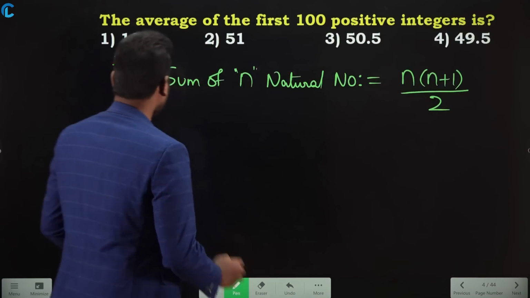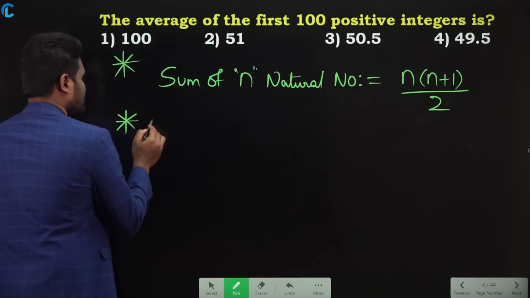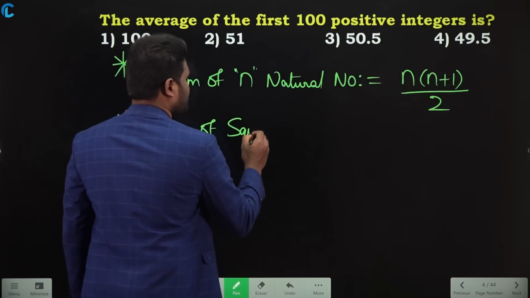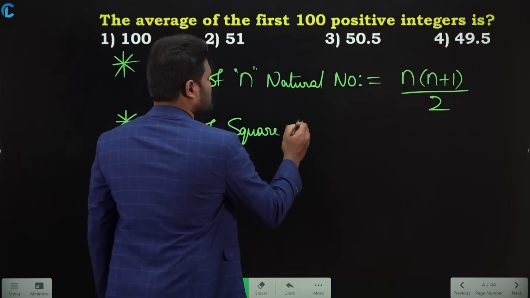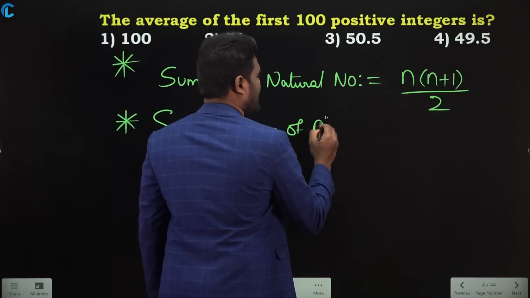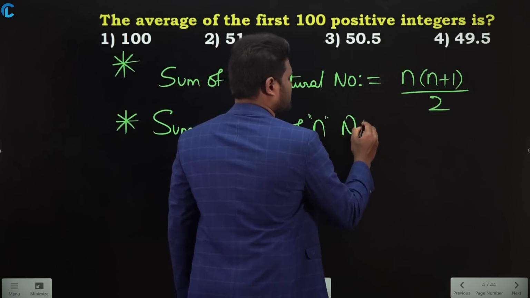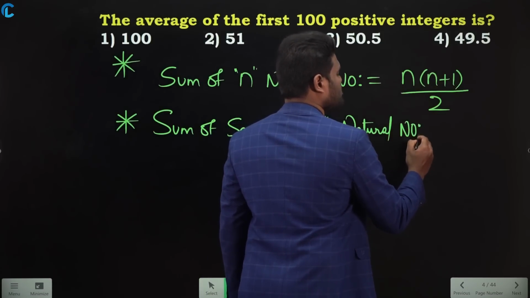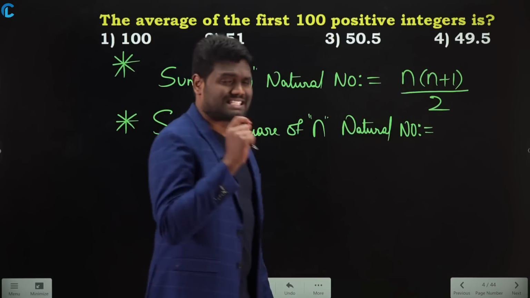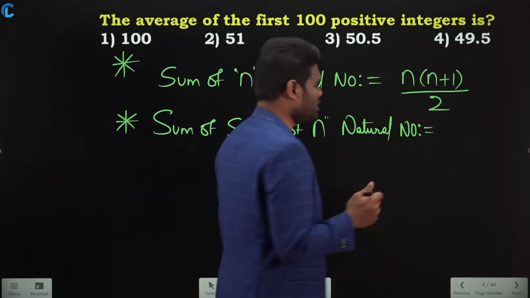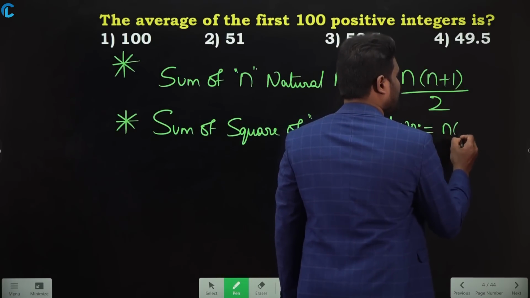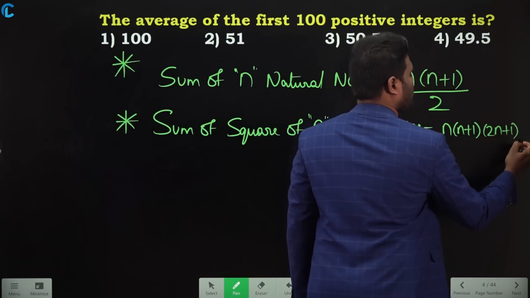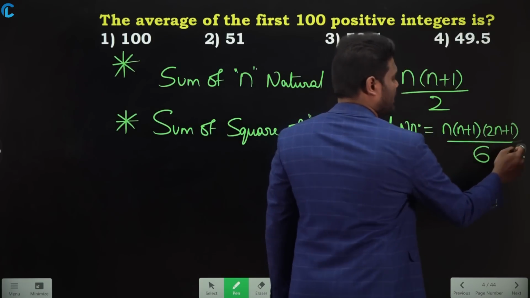Yes or no? Similarly, one more formula, that is the sum of squares of n natural numbers. Even this formula is also important. What is the formula for the sum of squares of n natural numbers? Formula is nothing but n into n plus 1 into 2n plus 1 by 6. This is the formula, right?